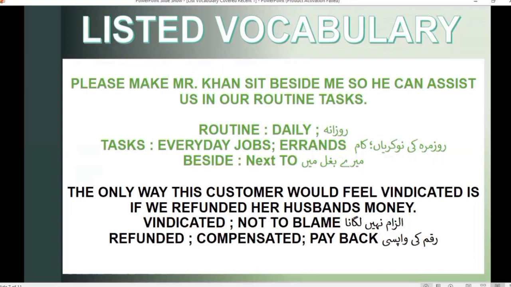The only way this customer would feel vindicated is if we refund her husband's money. Vindicated, not to blame, इल्जाम ना दे. Refund, compensated, payback, रकम वापस करना.